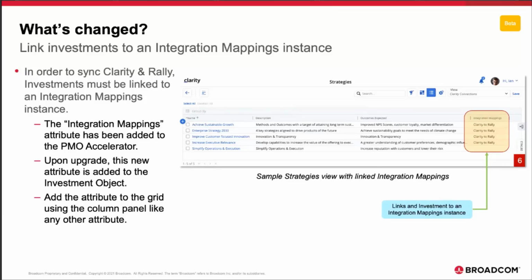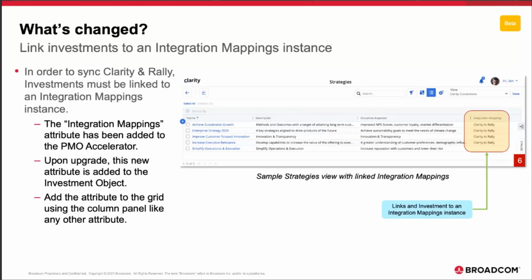So in this example, the mapped objects are strategies. This integration mapping attribute that you see in the grid has been added to the PMO accelerator. So on upgrade, this new attribute is added to the investment object. Once you're in the investment pages, whether a custom investment, a project, or an idea, that attribute becomes available and you just use it in the grid like any other. In the case of using this integration, you bring it into the grid and select the appropriate integration mapping.